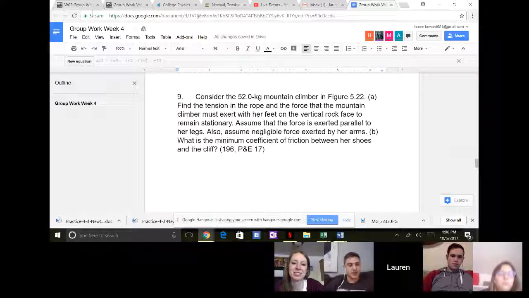This took me a little while to figure out. I don't know why. Once I figured it out, it's real easy. But so there's this rock climber. She's standing still on this rock face here, and they want to know what the tension of the rope is, and then the friction between her feet and the rock wall. I don't know if you guys see the Google Doc, but on there I drew another little diagram next to it to give me some ideas of what formulas I would use.